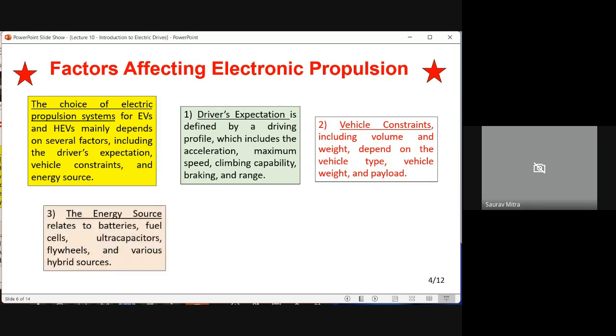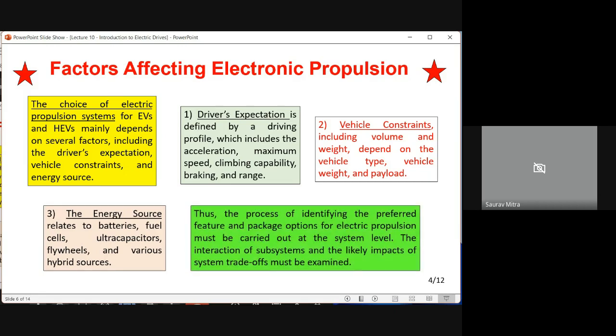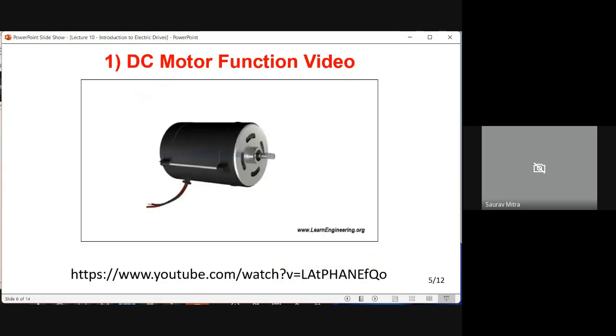Energy source relates to batteries, fuel cell, ultracapacitor, flywheels, and various hybrid sources. Thus, the process of identifying the preferred features and package options for electronic propulsion must be carried out at the system level. The interaction of subsystems, which are the different subsystems explained in the previous slide, and the likely impacts of system trade-offs must be examined. Every part of the vehicle we should know how it is functioning and how it is related to the other parts. That interaction is very important for the overall performance of the vehicle.